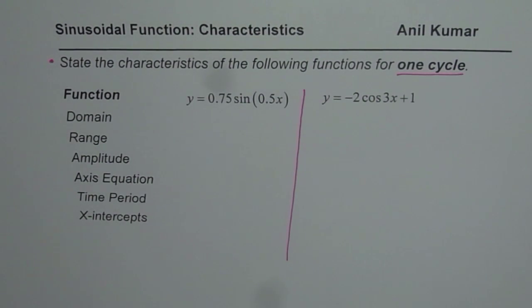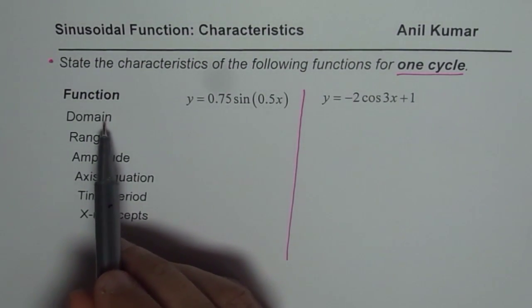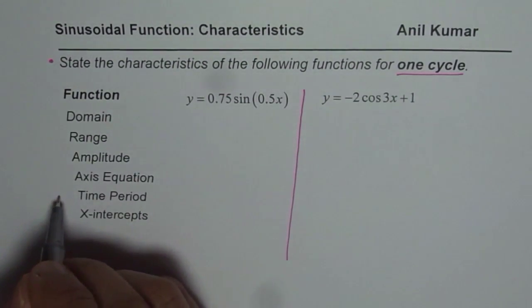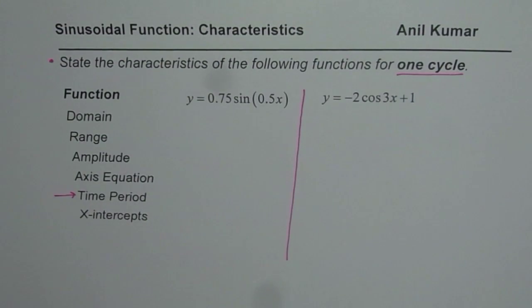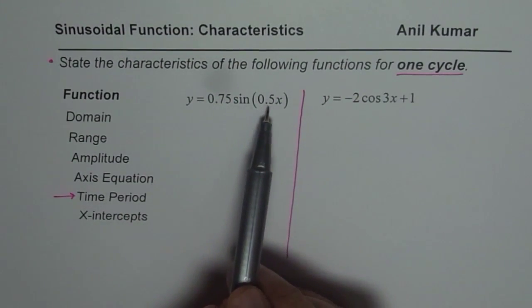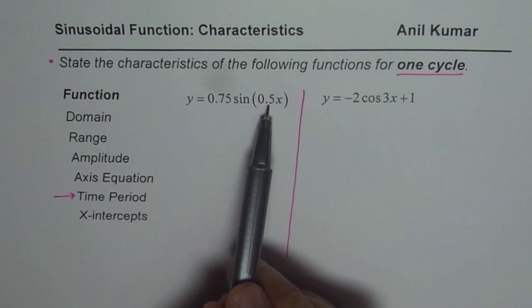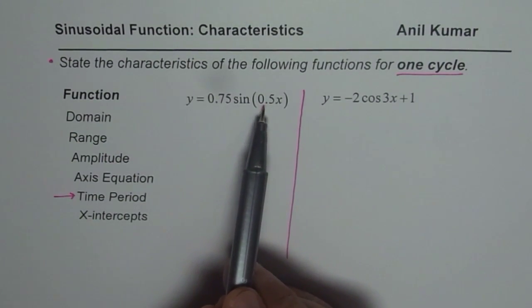Now, to get the domain, what is important for us to find? To get the domain, it is important to find the time period. Do you understand? So these things are not in proper order, so that may sometimes create confusion. How do you find time period? Time period of this function can be found from the value of k, right? So 0.5 will help us to find time period.